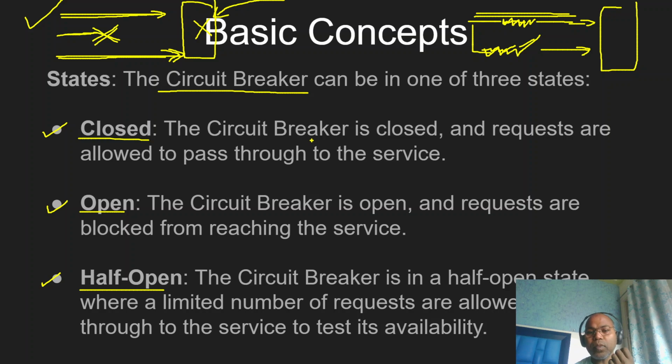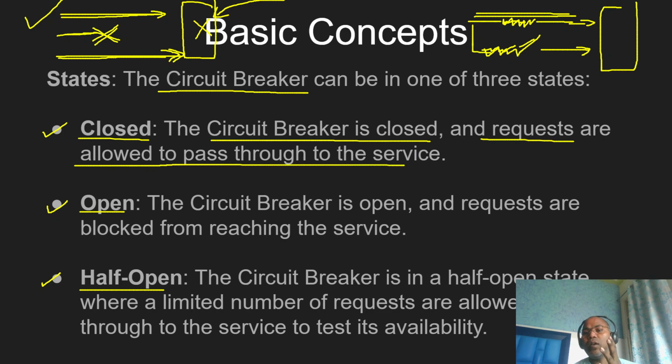So now, when the circuit breaker is closed, the requests are allowed to pass through the service. Whenever the state is closed, it means they are joined, which means the request is going to pass to the service. And when the circuit breaker is open, the requests are blocked from reaching the service.